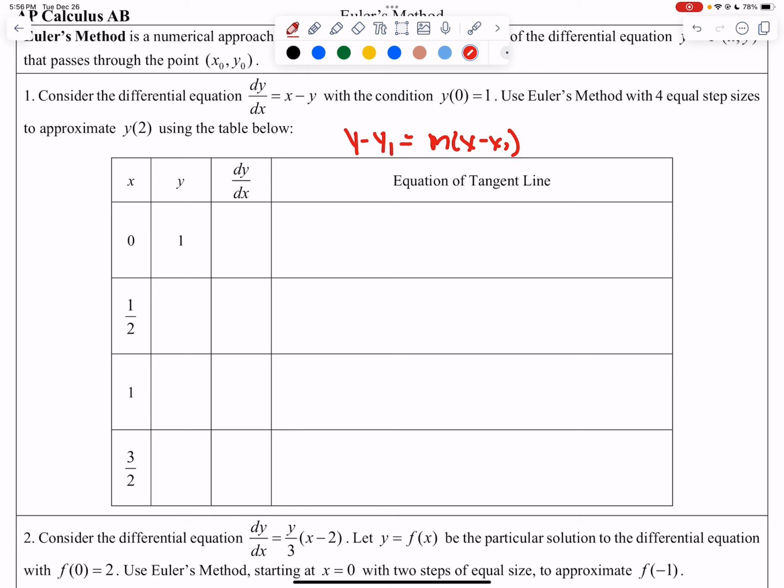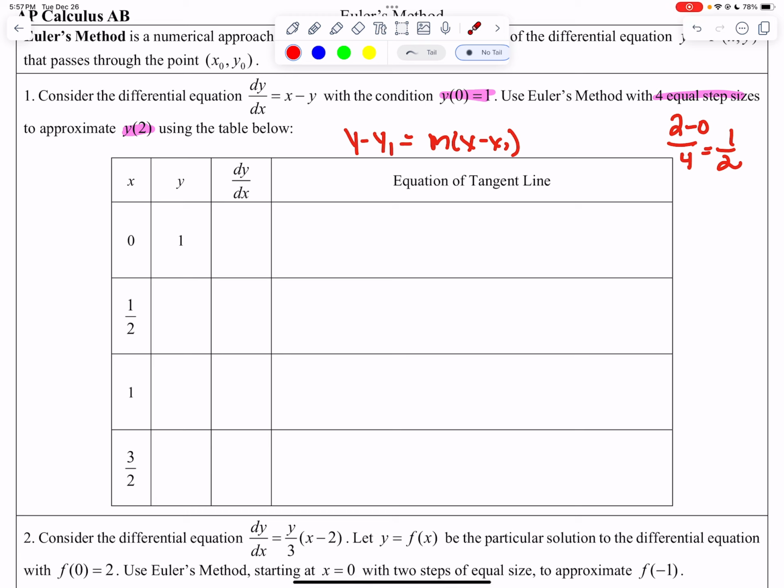So you're given dy dx is equal to x minus y with the initial condition of y sub 0 is equal to 1. And we're going to use Euler's method with 4 equal subsizes to approximate y sub 2 using the table below. So notice how if I'm going to have 4 subsizes and I'm going to approximate 2 right here, well, I start at 0, 2 minus 0 divided by 4 means that I have a subsize of 1/2. So notice how here I have a subsize of 1/2, 1/2, and 1/2.